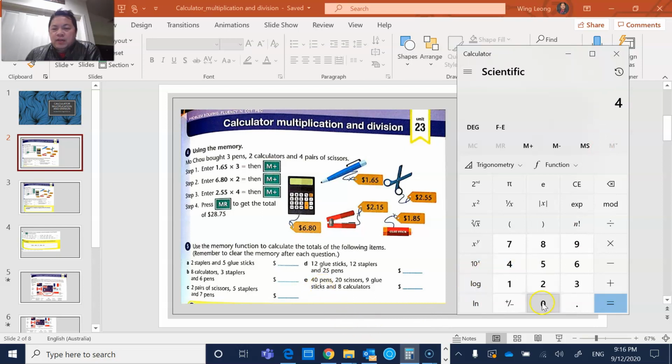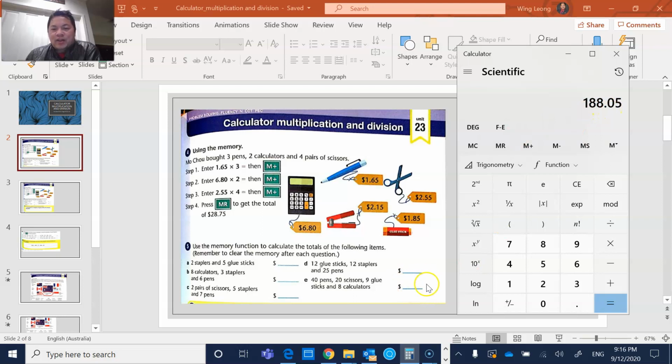40 pens, so it's 40 times the pen is 165, equals, first memory. After that, 20 pairs of scissors, 20 times 255 equals, again you put in memory. Then after that, 9 glue sticks, 9 times 185, equals, you put in the memory. And then 8 calculators, 8 times 680 equals, again you put in the memory. So now you have all the 4 figures in the calculator's memory. Just recall, the answer is $188.05.